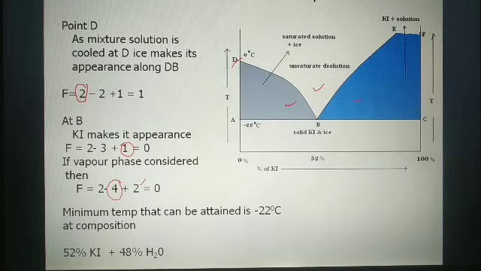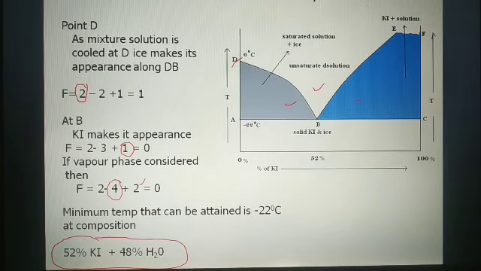Now the minimum temperature that can be attained here is minus 22 degrees Celsius. What is the composition here? It is 52% potassium iodide and 48% water. Then the melting point of that system becomes minus 22 degrees Celsius. So this study leads us to cryoscopy. Cryoscopy means low melting point chemistry.